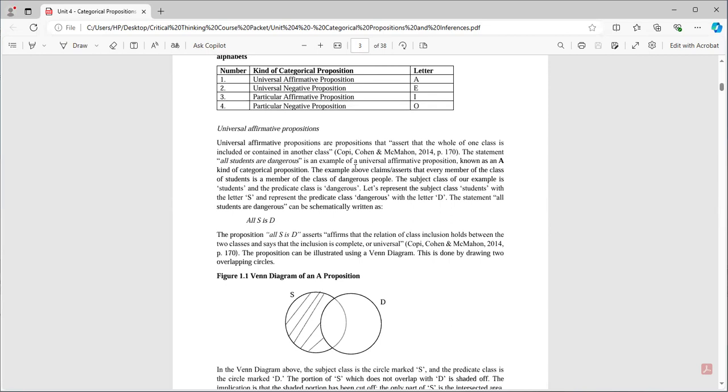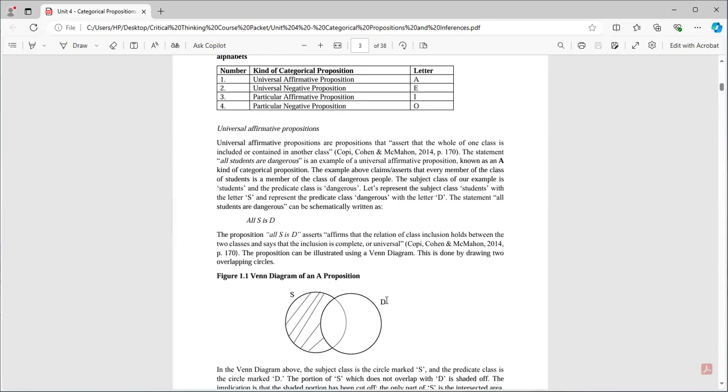Now, having written our schema, we draw a Venn diagram with two overlapping circles. So we have two overlapping circles here, and then we label the circles. Label one S, one D. So S here is the class of students, and D here is the class of dangerous people.